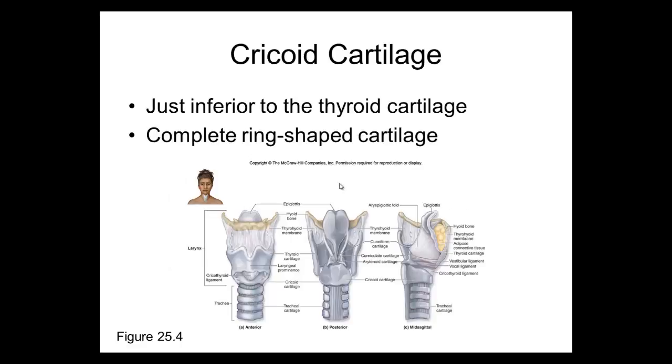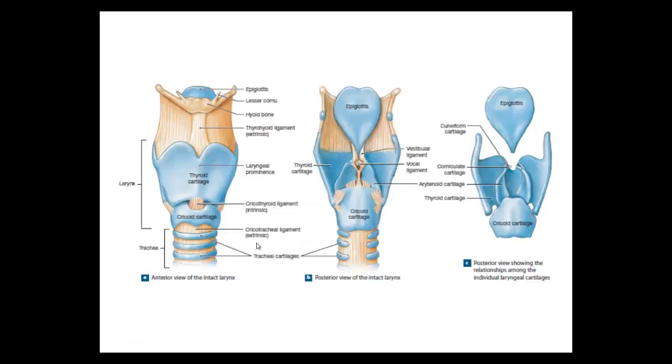Okay. The cricoid cartilage is the only one that is a complete ring, right? Immediately inferior to it, we have the cricothyroid ligament, or the cricothyroid membrane, that connects the two together. The epiglottis, on the other hand, we're going to study together in just a little bit.